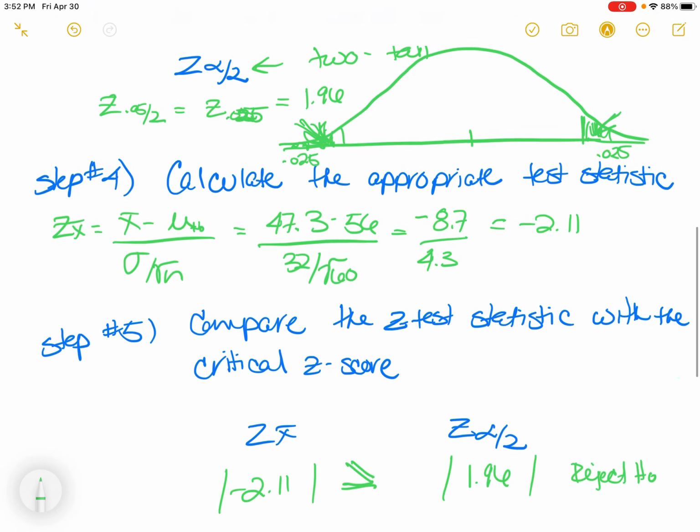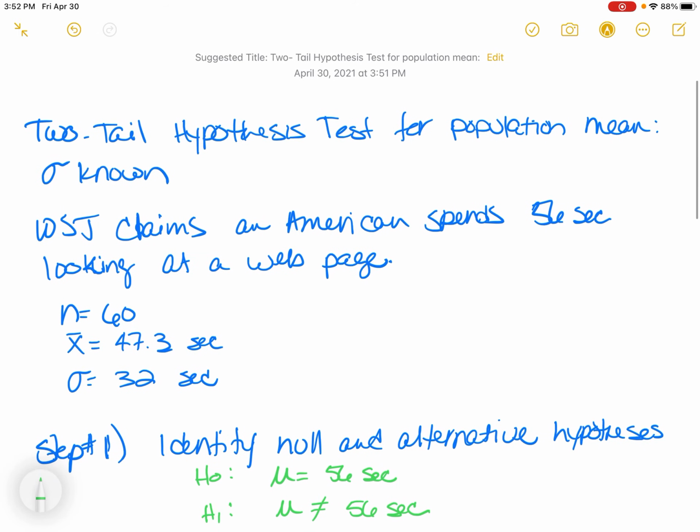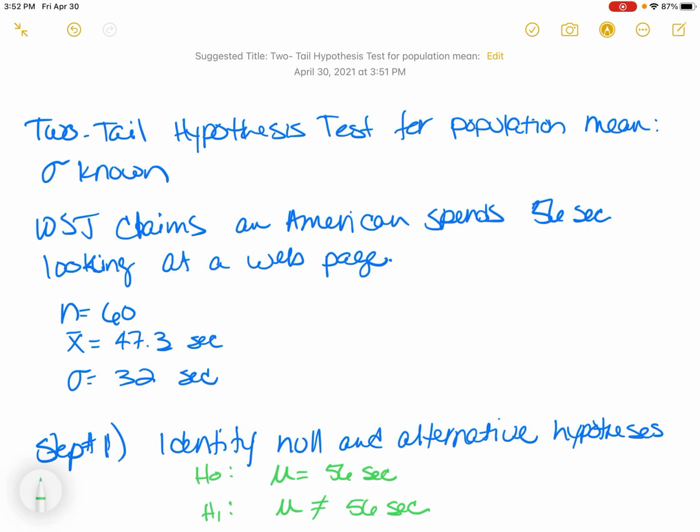So I hope this is helpful. I'm going to come back and do one more video on P-score for a two-tail test when the population standard deviation is known.